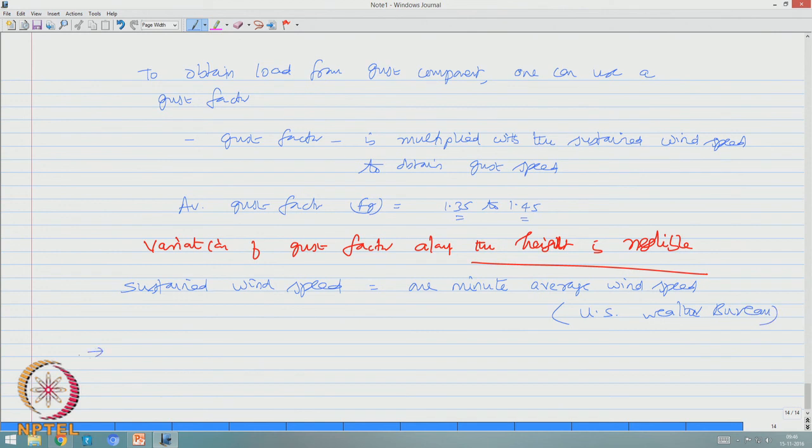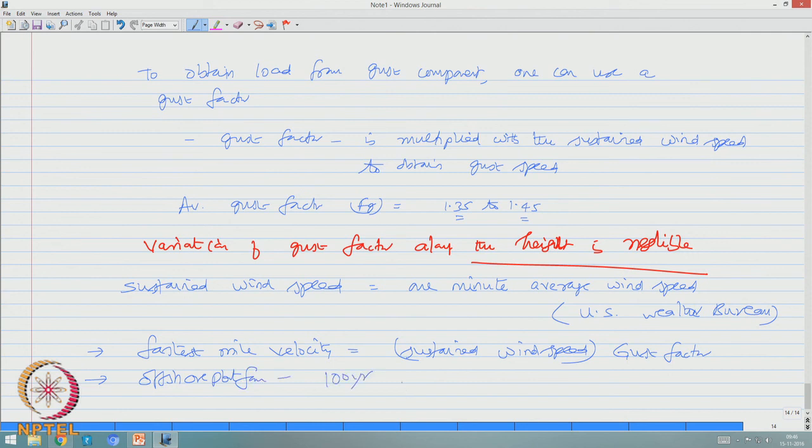Another interesting terminology which causes complexity in estimating wind load is fastest mile velocity. This is nothing but the sustained wind speed which you estimate, multiplied with the gust factor to obtain the fastest mile velocity. Usually in design of offshore platforms, people use a 100-year sustained wind velocity of about 125 miles per hour in design.